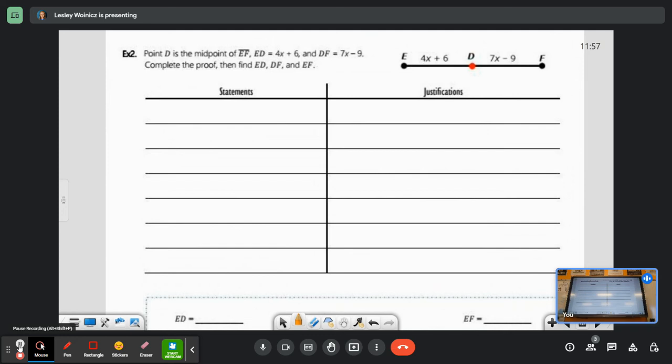Today. Okay, so now we know that point D is the midpoint of segment EF. So let's mark with some ticks that these segments are congruent, that their measures are equal.